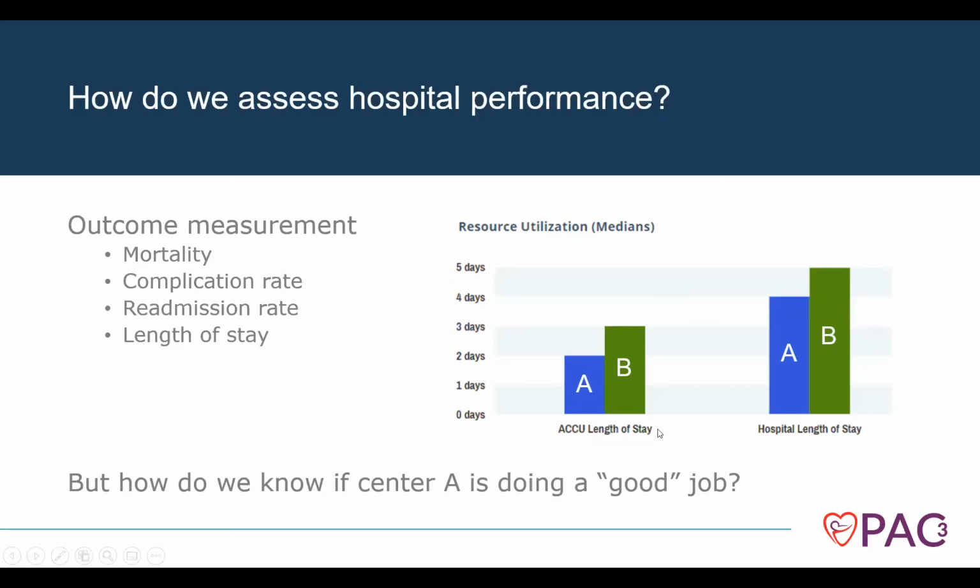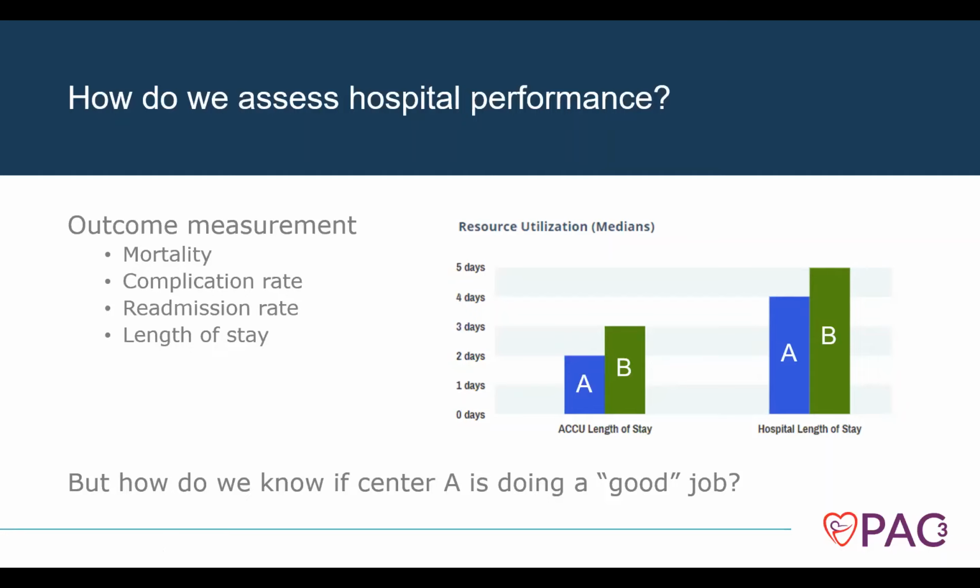So for example, here I have length of stay in acute care cardiology. For the sake of example, let's look at two centers, center A in blue and center B in green. Center A has a length of stay in the acute care unit of 2 days, total hospitalization of 4 days. Let's say these are post-surgical patients. Center B has 3 days and 5 days respectively. Now, at first blush, it looks like center A is doing a great job, right? Their length of stay is lower than center B. But how do we really know if center A is doing a good, quote unquote, job?